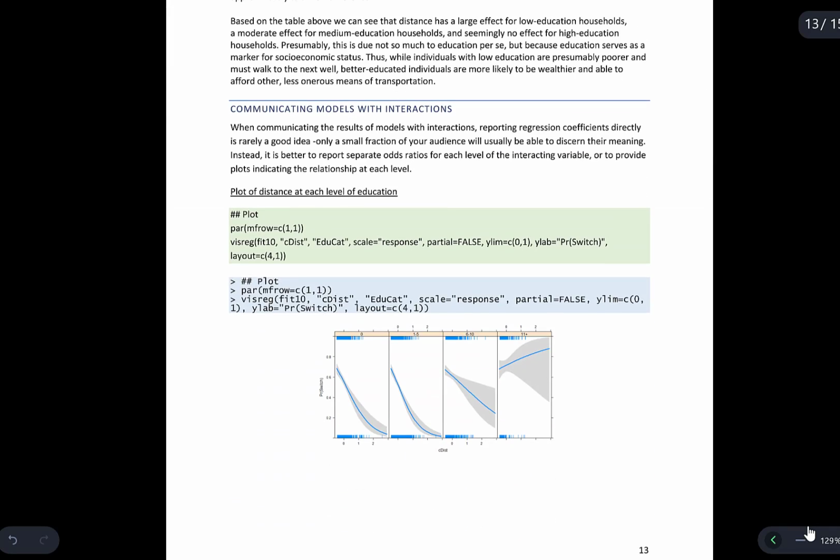As a last note here, we need to talk about communicating models with interactions. When communicating the results of a model with interactions, reporting regression coefficients directly is really not a good idea. Only a small fraction of your audience is going to be able to discern their meaning. Instead, it's better to report separate odds ratios for each level of the interacting variable, or to provide plots indicating the relationship at each level. For example, if we wanted to look at a plot of distance at each level of education, we could do something like the following.